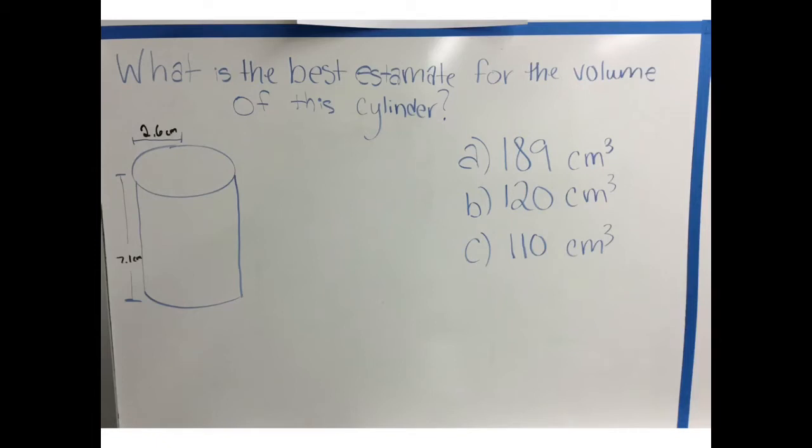The formula for a cylinder is volume equals radius squared times height times pi. 2.6 equals 3, and 7.1 equals 7. Pi would equal 3.14, which we're going to round to 3.